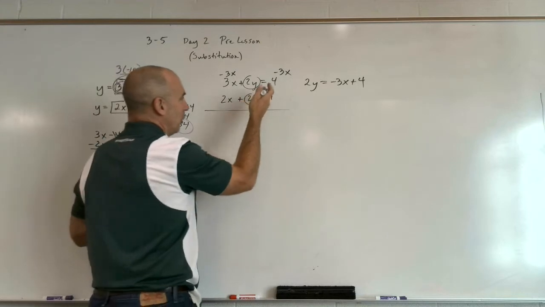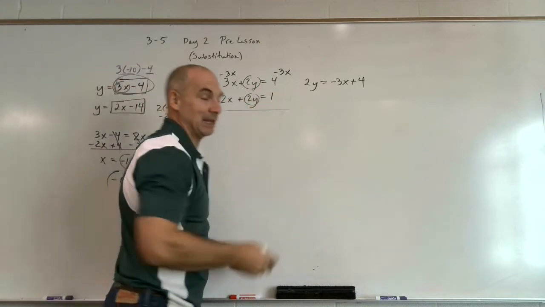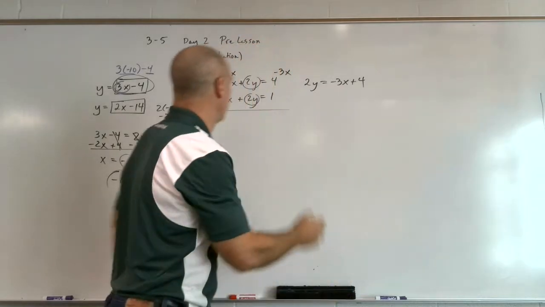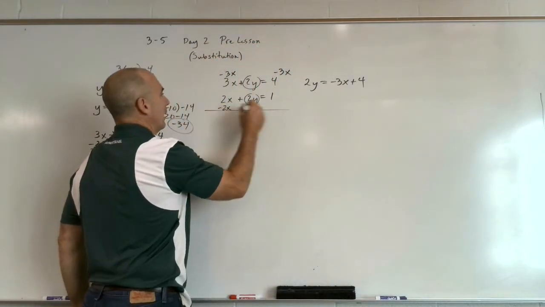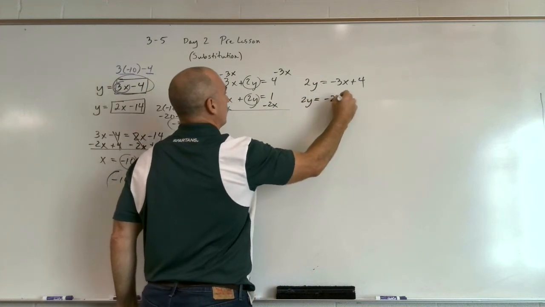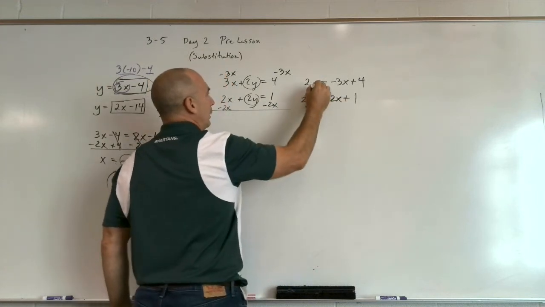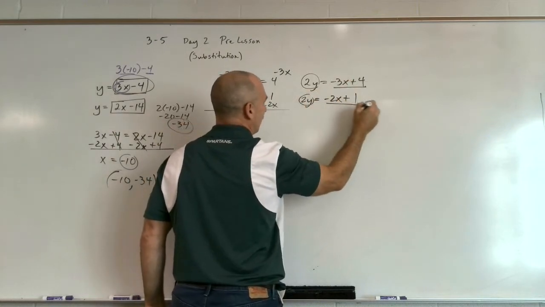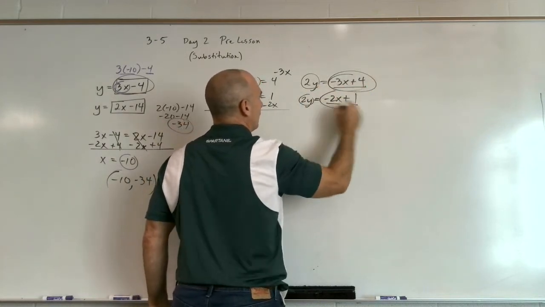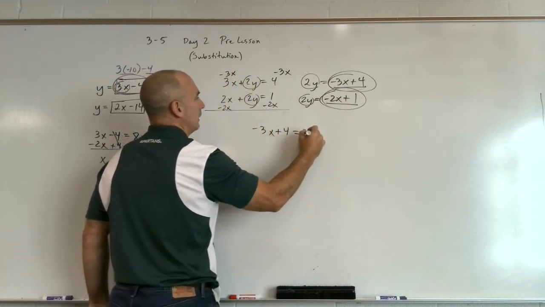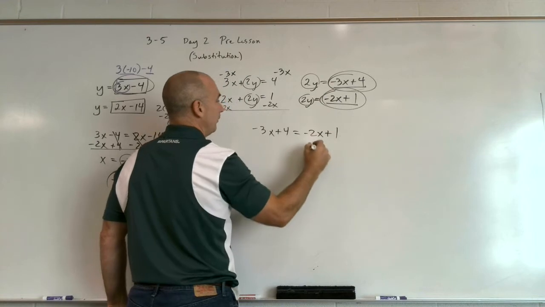And so they're not all going to be made this easy for you to use substitution. You just kind of have to be looking for it. But then I'm going to subtract 2x from both sides, and I get 2y equals -2x plus 1. Well, if 2y equals this stuff, and 2y equals this stuff, then these things must equal each other. So I'm going to go -3x plus 4 equals -2x plus 1.